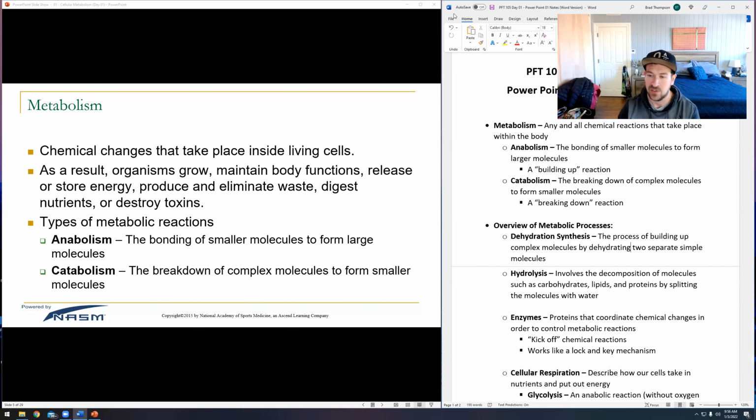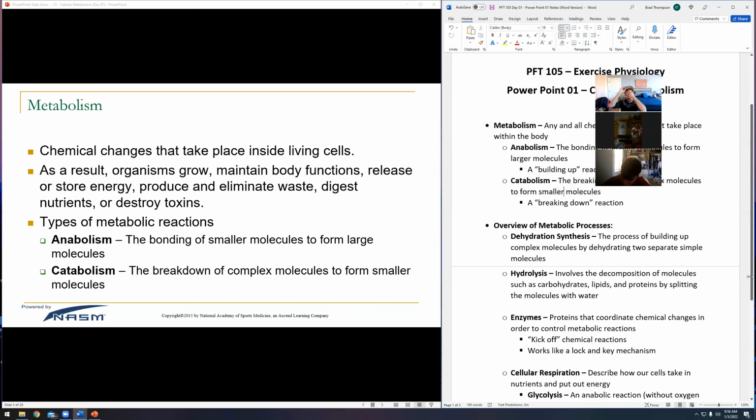Through little breakdowns. So the building up of making new muscle is what we call anabolism. It's an anabolic reaction. Now, obviously, we needed to get the ingredients in order to do that, and that's where our catabolic reactions come in. Catabolism is the breaking down of complex molecules to form simpler, smaller molecules. So, for instance, taking that chicken breast and breaking it down into individual amino acids. That is a catabolic reaction.